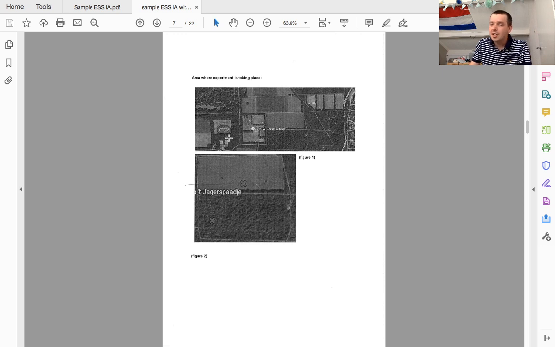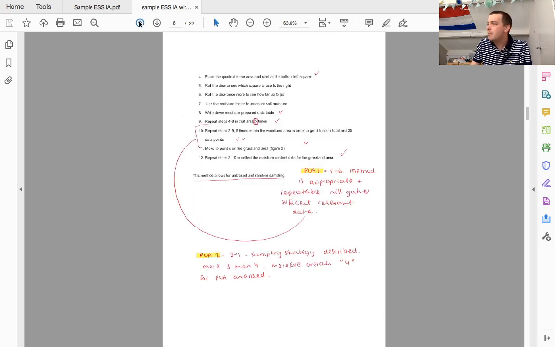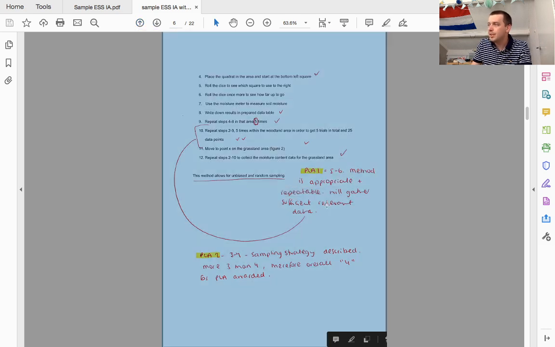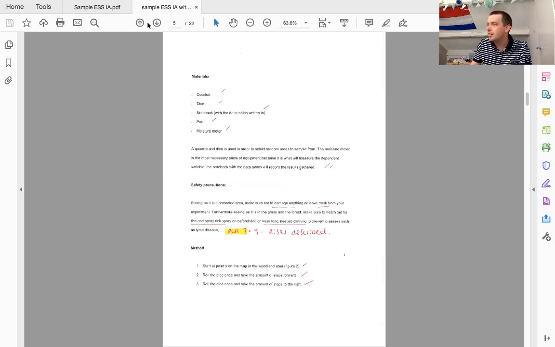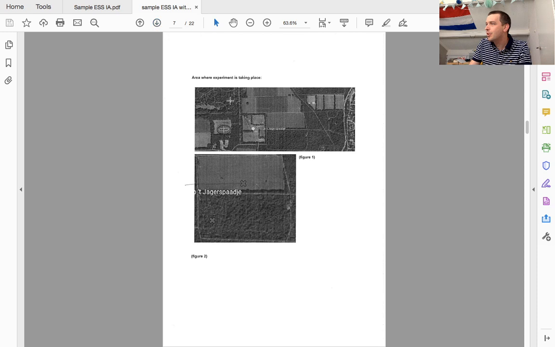You'll notice that the student puts X's on maps, and that is very, very important. It makes the experiment repeatable. This is a real good thing to do. You have to be specific. Start at point X on the map in the woodland area. This makes the experiment repeatable.